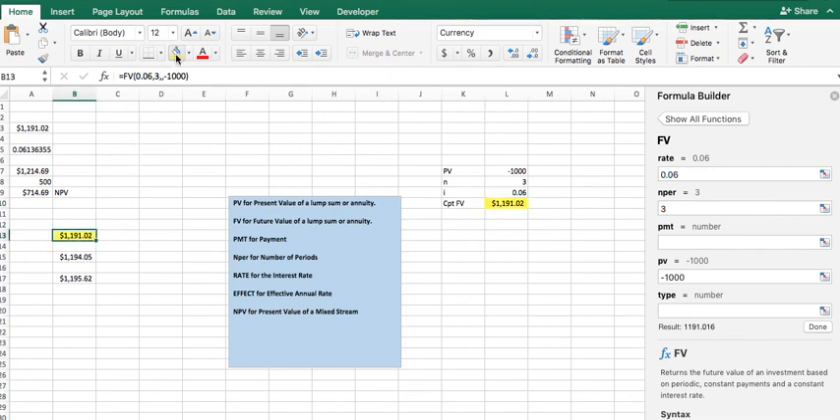So again, just a couple of extra cool features that you can utilize in the formula builder, so you can customize your Excel sheet the way that you want to for future use, and particularly for exams if you'd like.